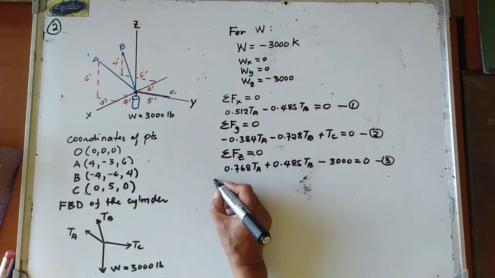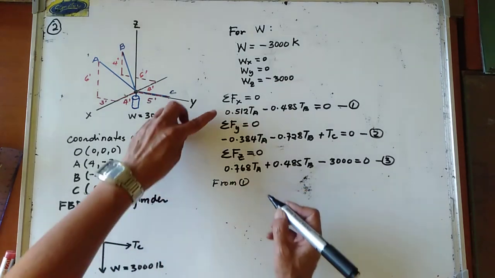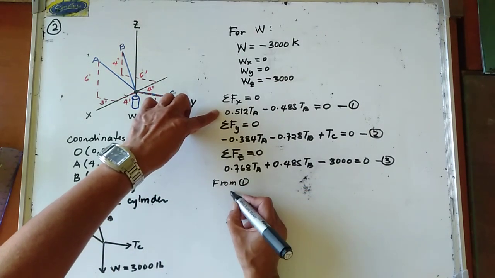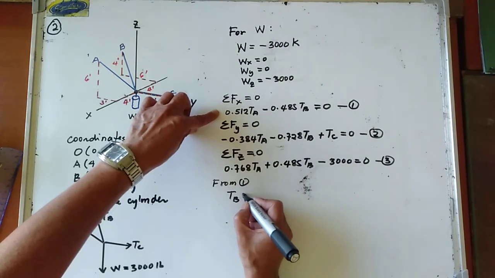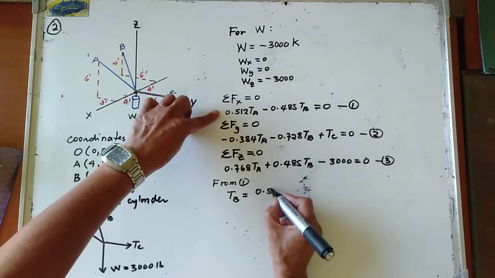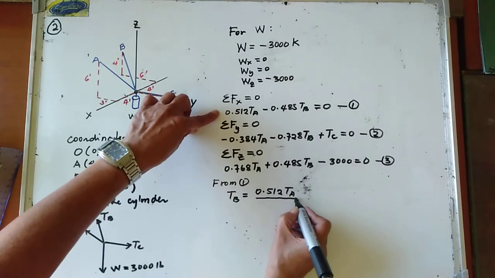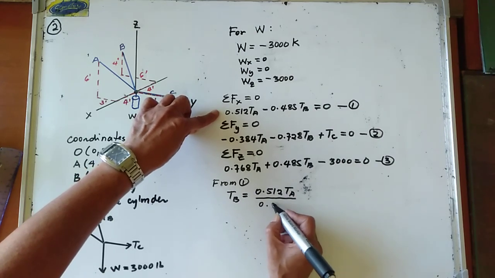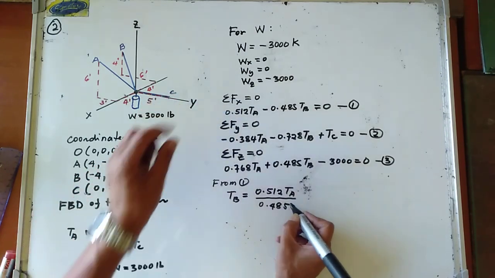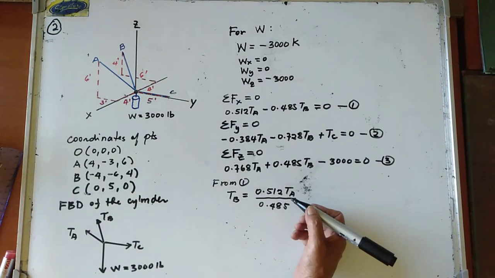From equation 1, if you take a look at equation 1, your T sub B is equal to 0.512 TA all over 0.485.